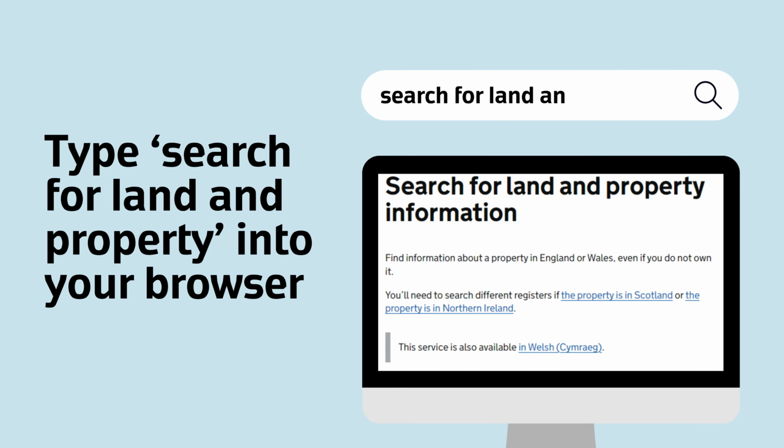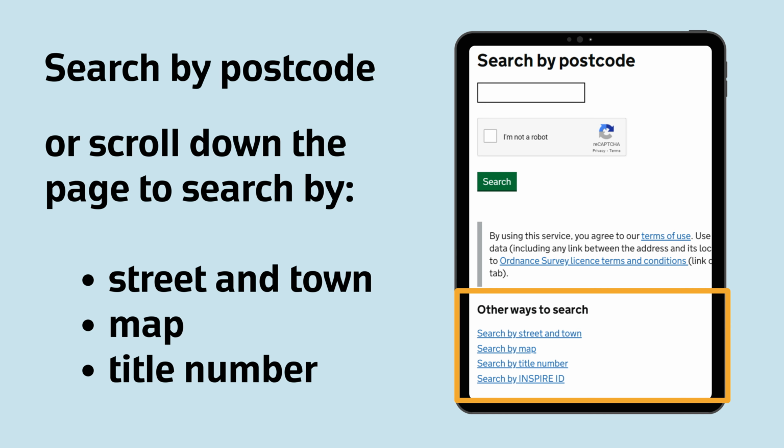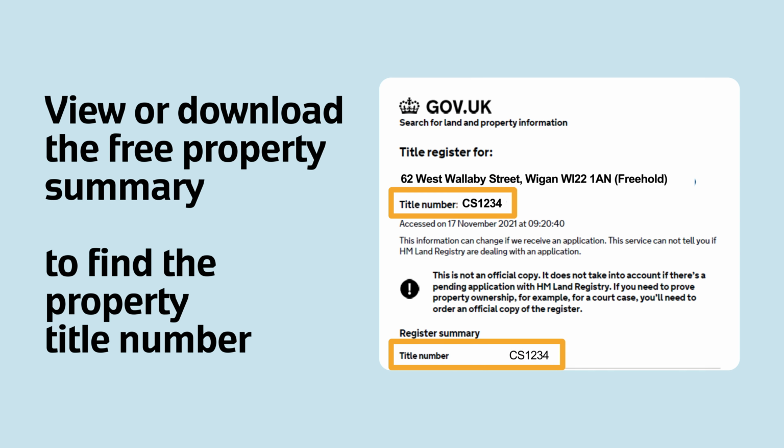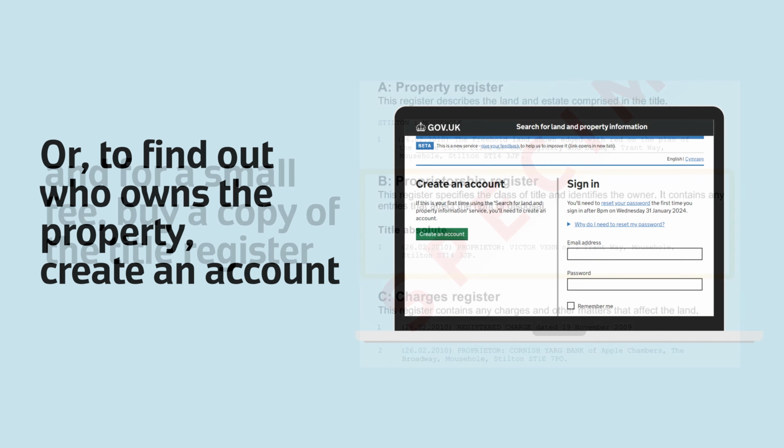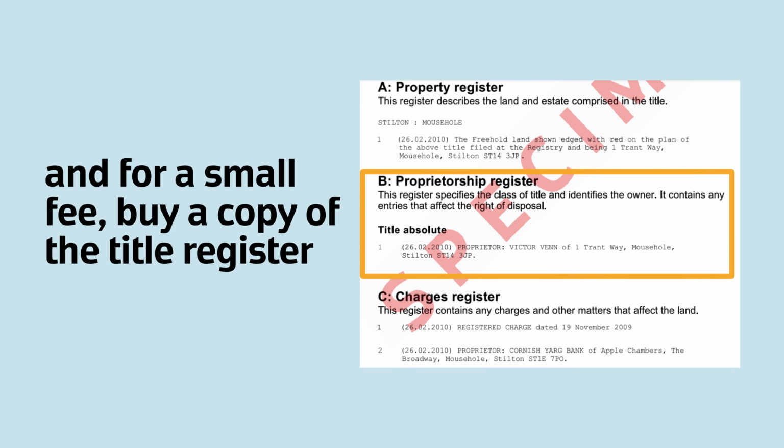Type Search for Land and Property into your browser. You can search using the property's postcode, or scroll down the page to search by street and town, map or title number. View or download the property summary, which is free, to find the property title number. Or, to find out who owns the property, create an account and, for a small fee, buy a copy of the title register.